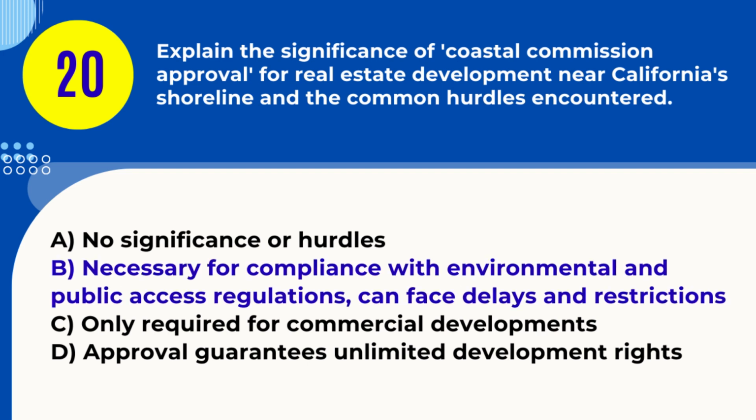Answer. B. Necessary for compliance with environmental and public access regulations, can face delays and restrictions. Explanation. Coastal Commission approval is crucial for real estate development near California's shoreline. It ensures compliance with environmental and public access regulations, but can often involve facing regulatory delays and restrictions.